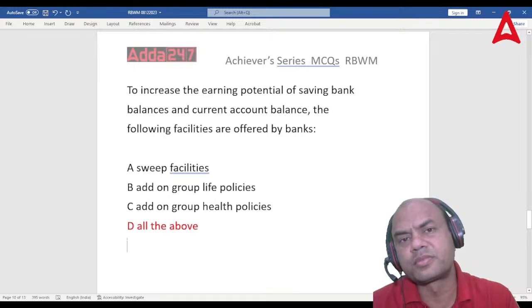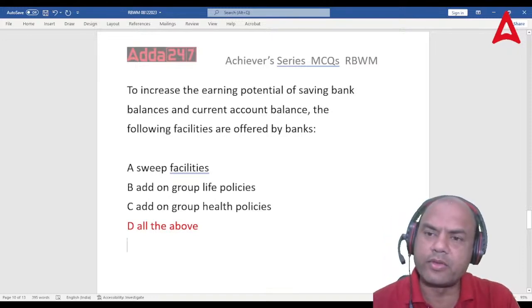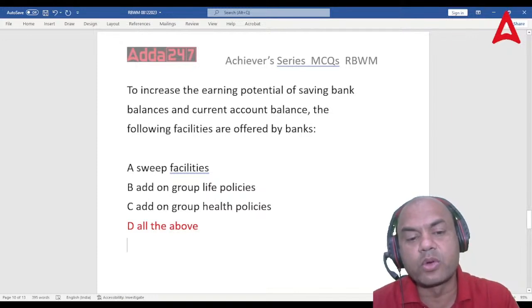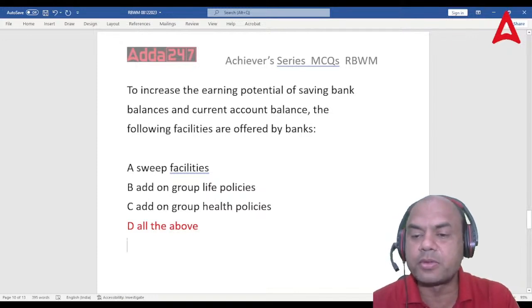Everything is allowed. What is sweep? I'll cover that later. We are having a separate topic on that. Okay. This you already know. Add-on group life policies, add-on group health policies.